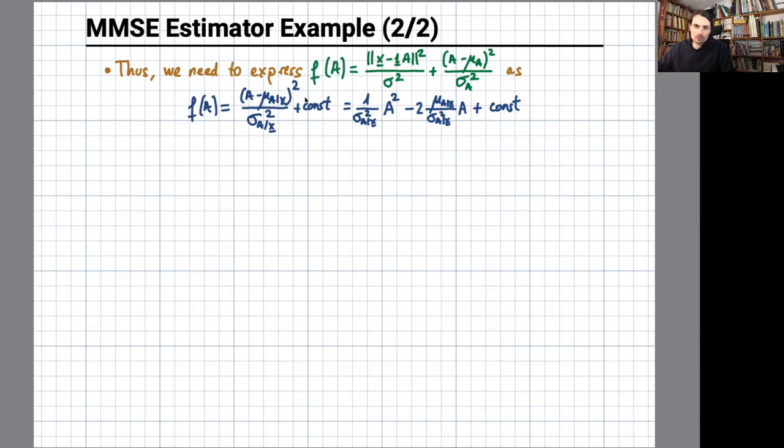The way in which we will do that is to write both expressions as a polynomial in a, right? And since two polynomials are equal if and only if the coefficients that multiply each power of a are equal, then we will be able to identify sigma square a given x, mu a given x, and the constant. So this is the high level procedure that we will follow.